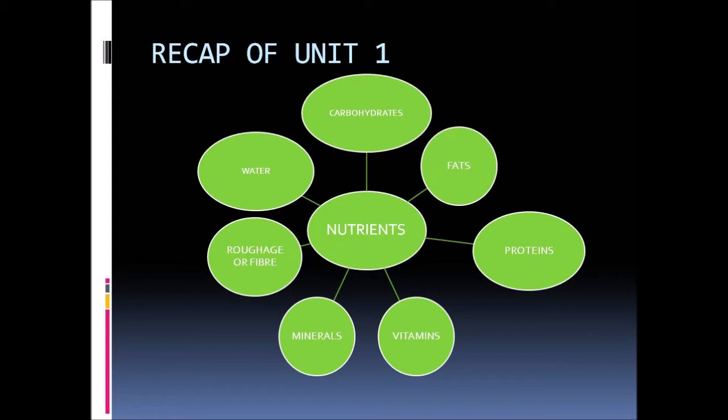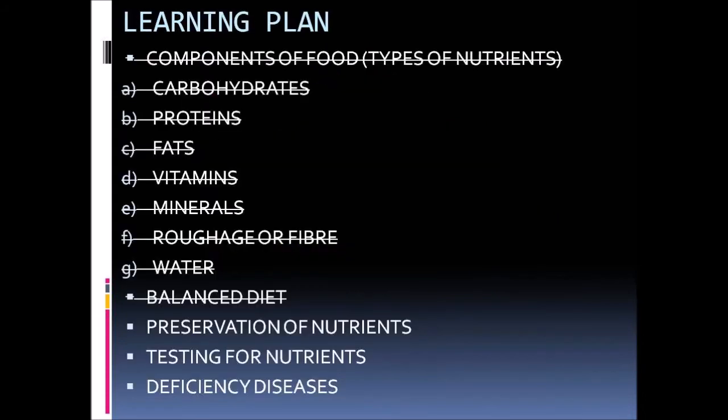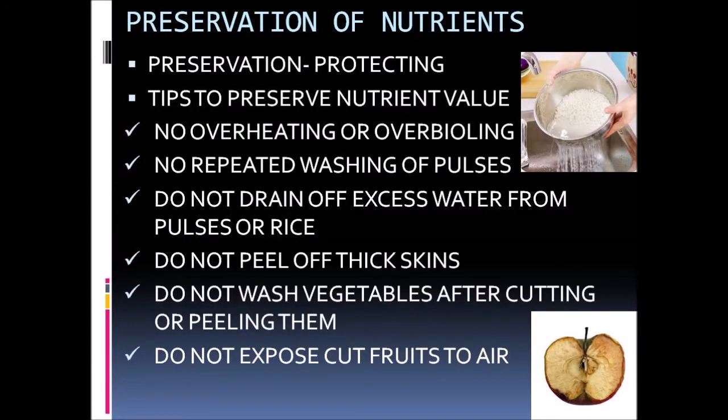In today's class, we will learn how the nutrients in food can be preserved, some examples of deficiency diseases, and tests to confirm the presence of nutrients in food. By now you are aware that food consists of beneficial nutrients. However, due to certain cooking practices, the nutrients might get damaged. Hence, we must preserve or protect nutrients in food.